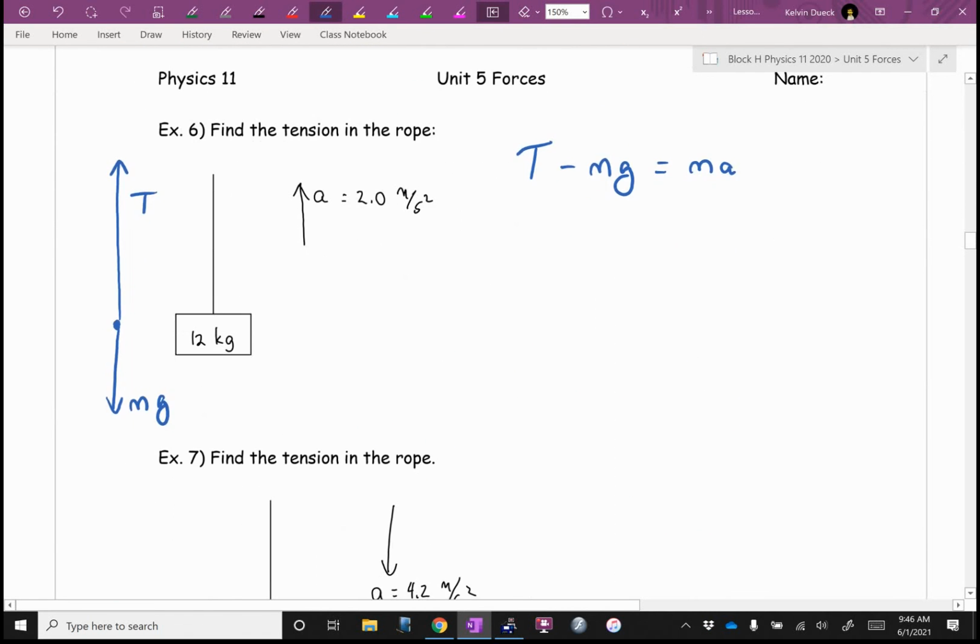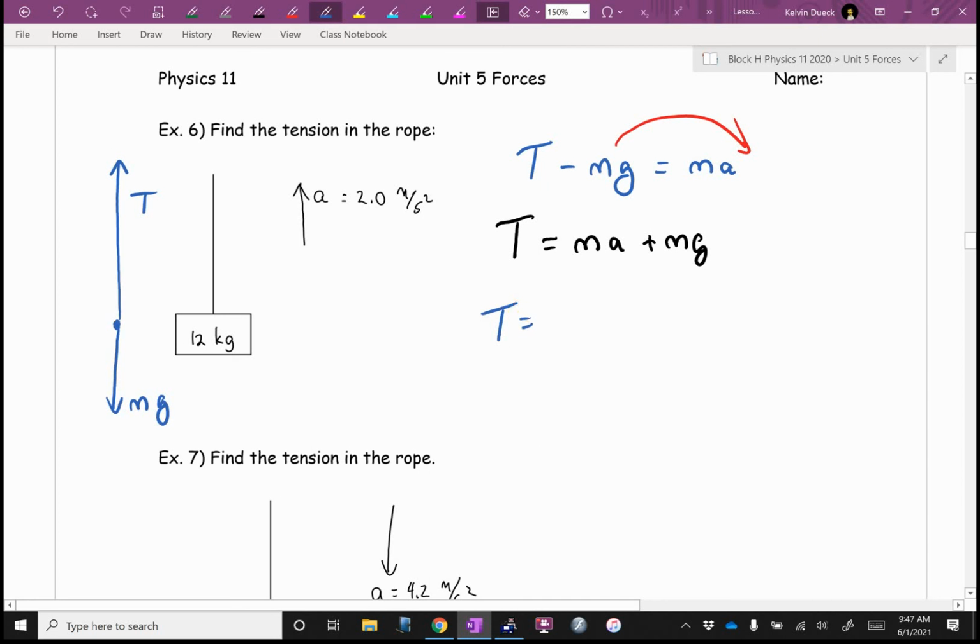Okay? You're doing okay. Guys, stay with me. What are we trying to find? How would I get the T by itself? To get the T by itself, I would add the mg over. If you want to, you can draw a little arrow. If you don't, I'll clue in to what you did. It looks like for this situation, tension equals ma plus mg.